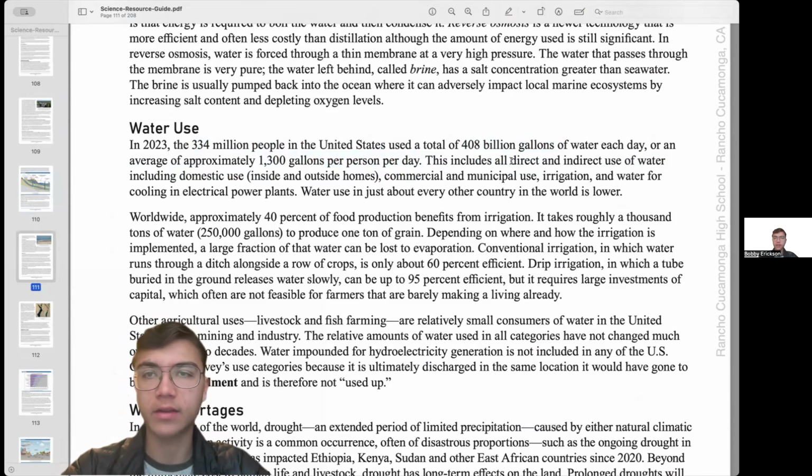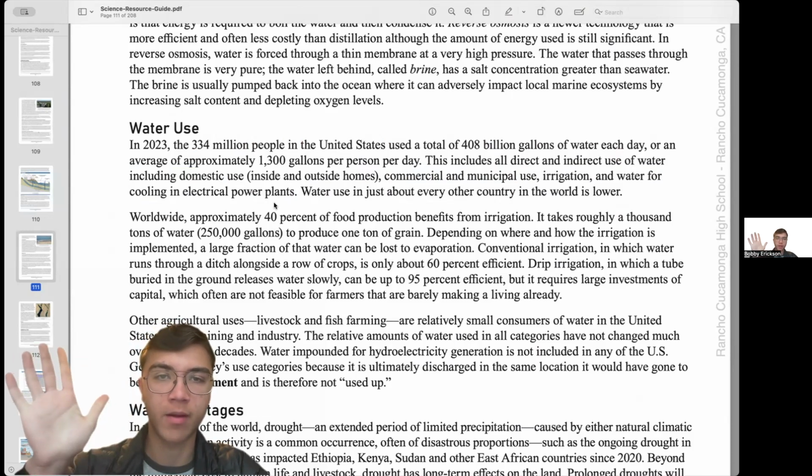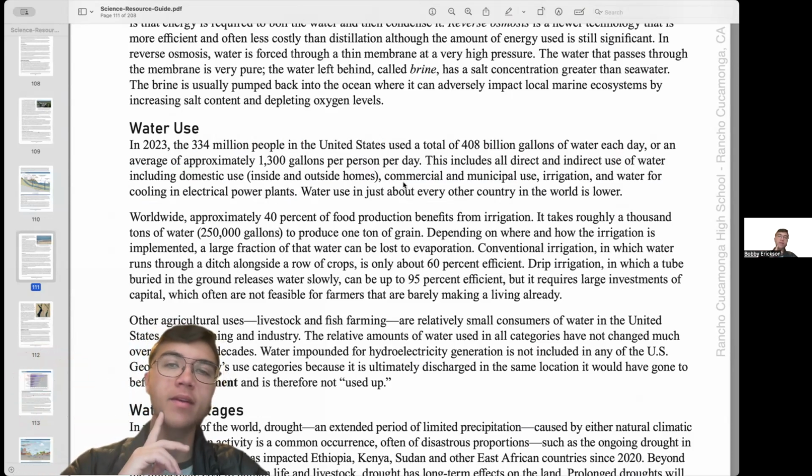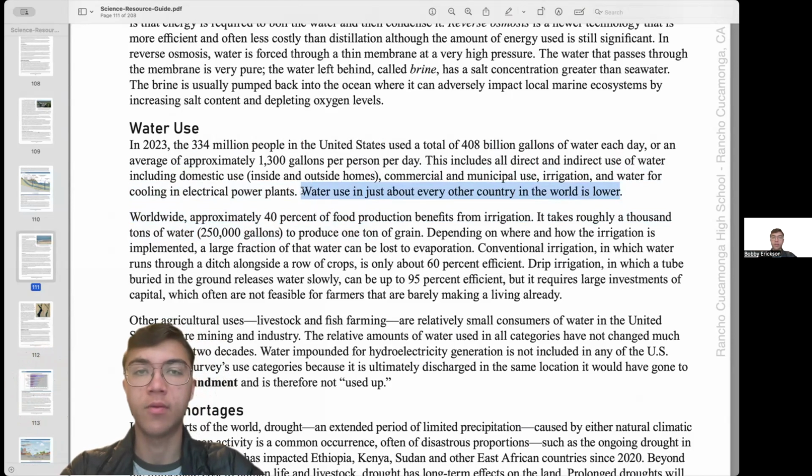And this includes pretty much all uses of water, direct and indirect, including domestic, inside and outside, and commercial and municipal use, irrigation, water for cooling in electric power plants. So pretty much everything you can think of in water, we use it for. So domestic, commercial, municipal, irrigation, electrical power plants. And then in the world, every other country pretty much uses way less, not way, but it is lower in other countries, water use as a whole.